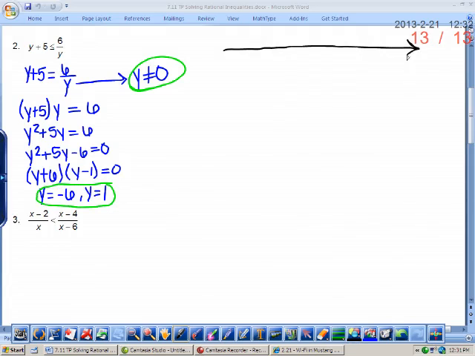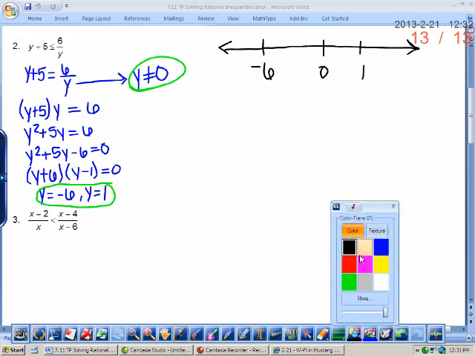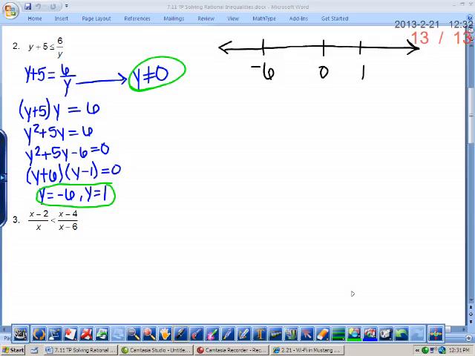So we're going to plot that on a number line. Again, make sure you go in order. Oh, right, you're right. -6. Thanks. All right. What kind of circle is at -6? Closed. Why? Yep, greater than or equal to. What kind of point is at 0? Open, because that's an undefined x value. And what about at 1?